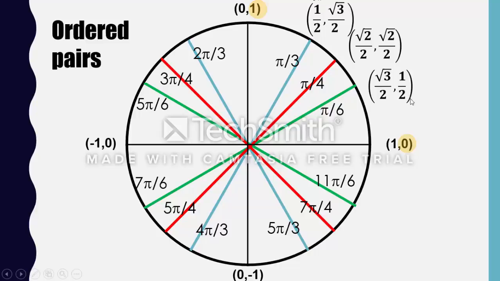Now that we've mapped out the ordered pairs for the first quadrant, let's figure out how we can figure out the ordered pairs for the other three quadrants.